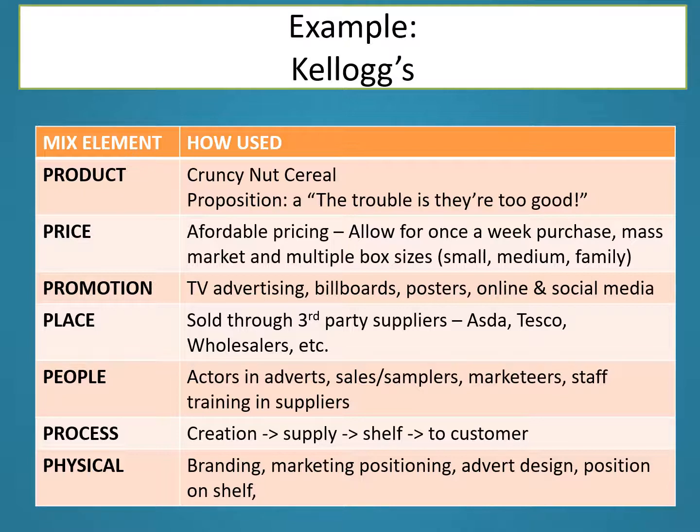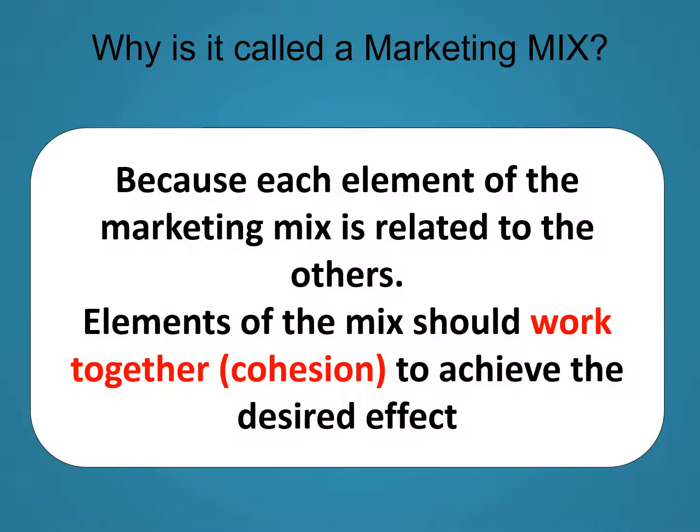Then we've got processes, so think about the creation, the supply of it, putting it to the shelf and getting it to that customer. And then physical is things like branding, marketing position, any kind of advert design, like their actual position on the shelves. Kellogg's pay extra money so that they have their own sections. Why? Because it draws people's eye to it. If you've just got something right at the bottom, it's going to be less visible.